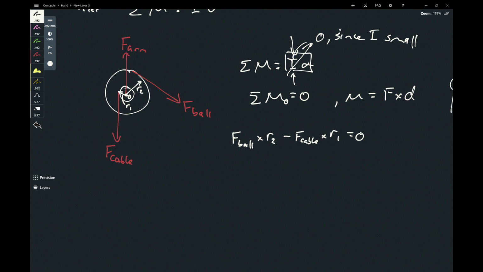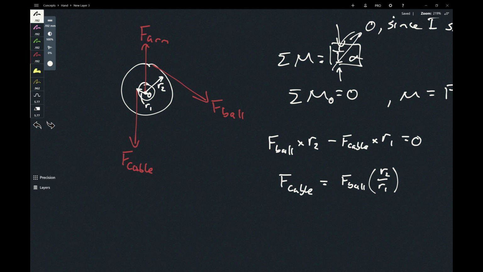Okay, so what we can see is if we rearrange this equation just a little bit, that F in the cable is equal to F in the ball multiplied by R2 on R1. And keep in mind that R2 is larger than R1. So this means that the force in the cable is going to be larger than the force that is going to the ball in exactly the same proportion as the ratio of the radii.